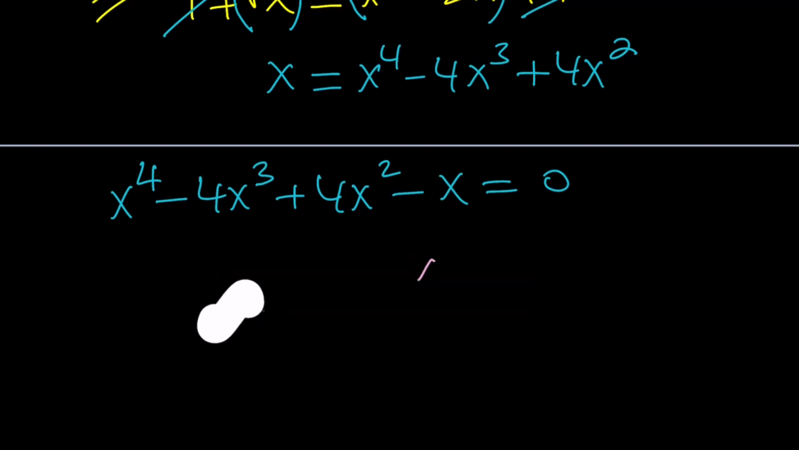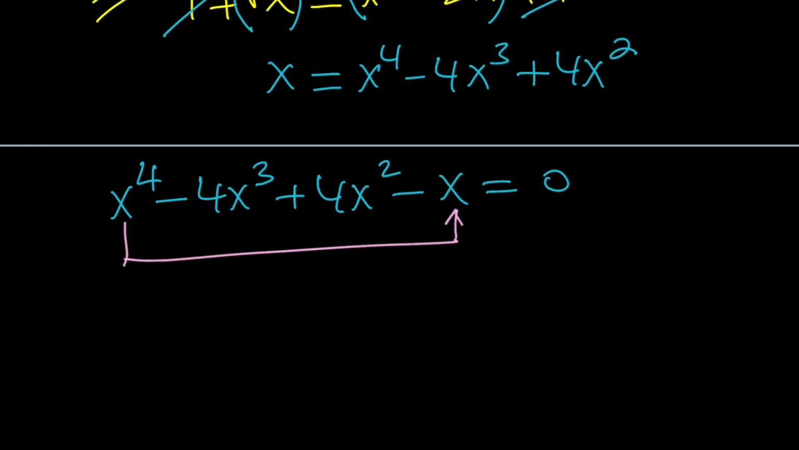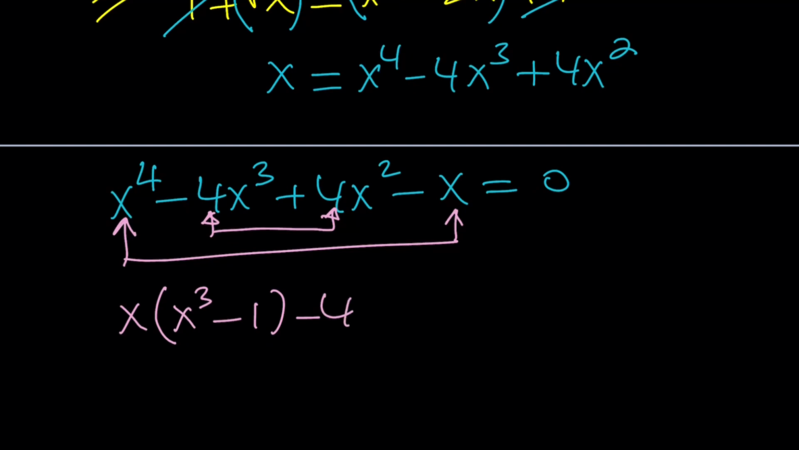But we can do it slightly differently by looking at the first and the last terms because of the coefficients, right? Notice that the middle terms both have 4 in them. So let's go ahead and put these together, x to the fourth minus x. And x is a common factor, so I'm going to take it out. x cubed minus 1, and then minus 4x squared is a common factor. That's going to give me x minus 1.